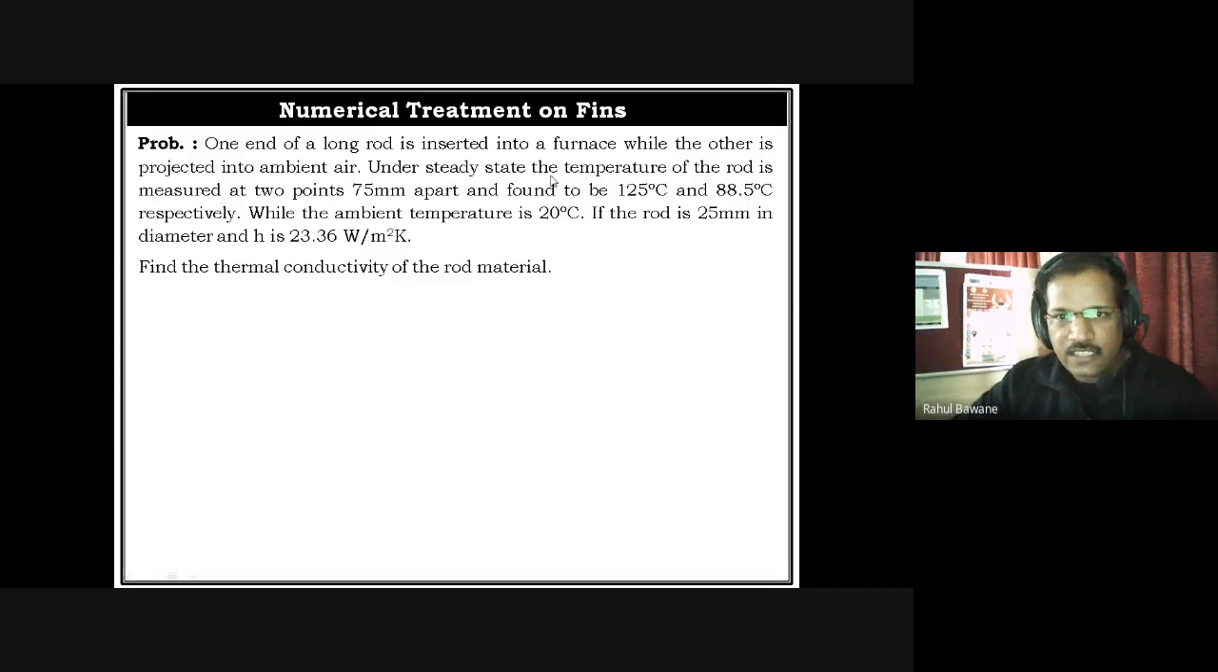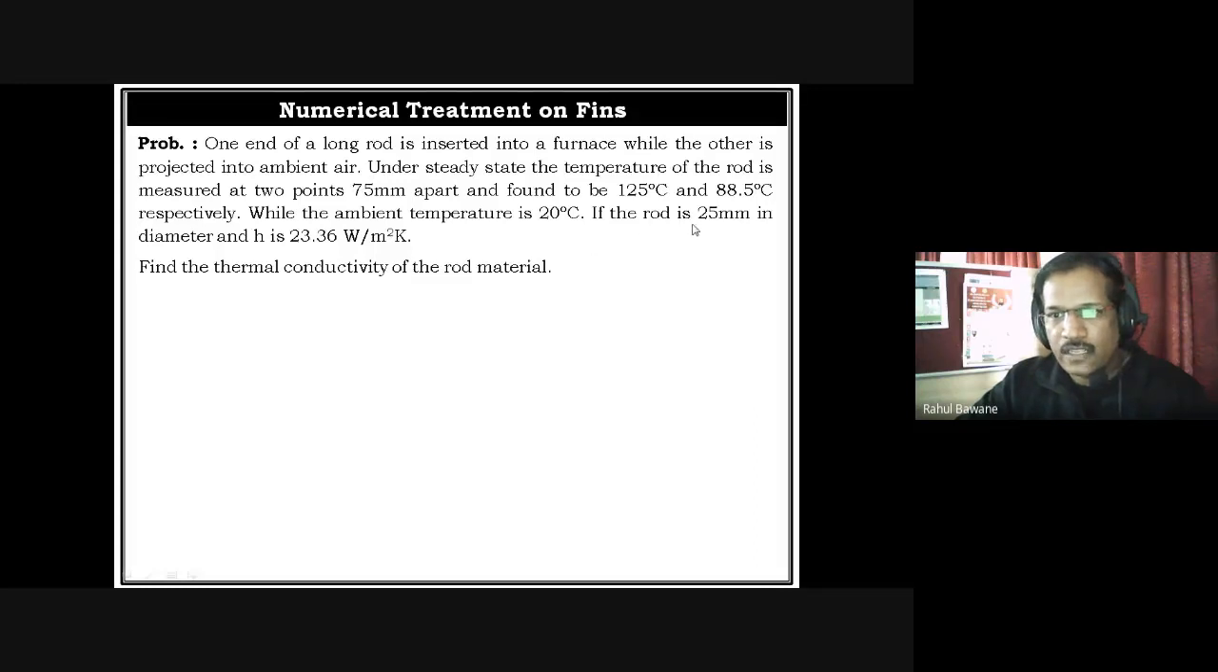Under steady state, the temperature of the rod is measured at two points 75 mm apart and found to be 125 degrees centigrade and 88.5 degrees centigrade respectively. So these two temperatures are not the temperature of the tip or the base. They are on the fin or that rod, and these two points are 75 mm apart. While the ambient temperature is 20 degrees centigrade, so this is T infinity.